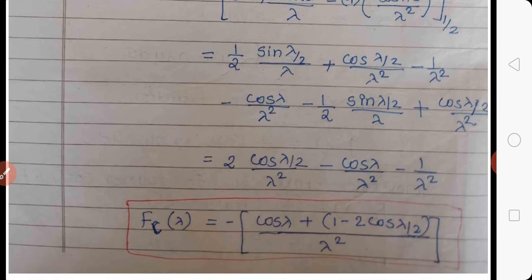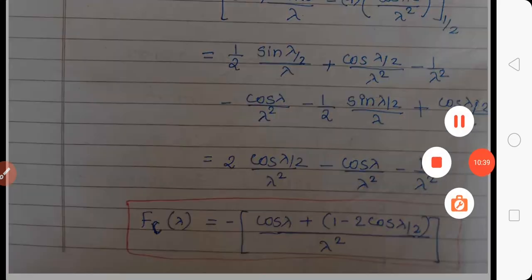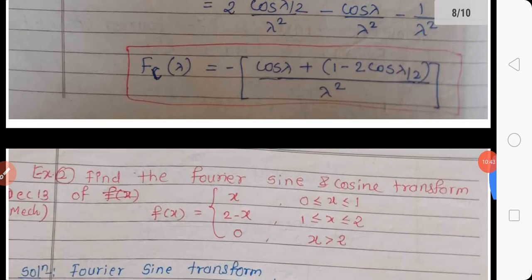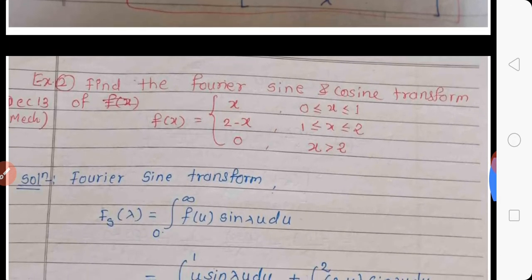The value of the Fourier cosine transform is minus cos lambda plus 1 minus 2 cos lambda by 2, upon lambda square. In this way, we find the value of the Fourier cosine transform. Similarly, find the Fourier sine transform.